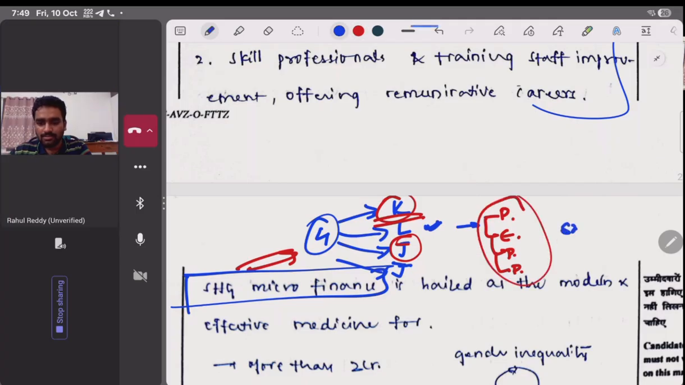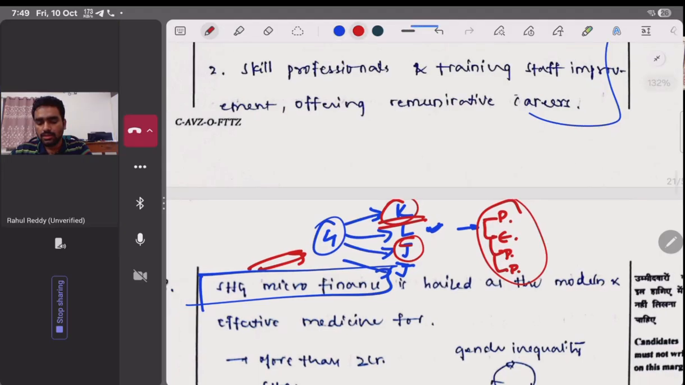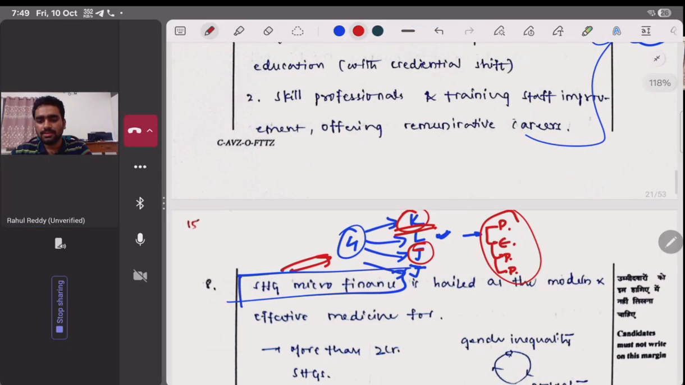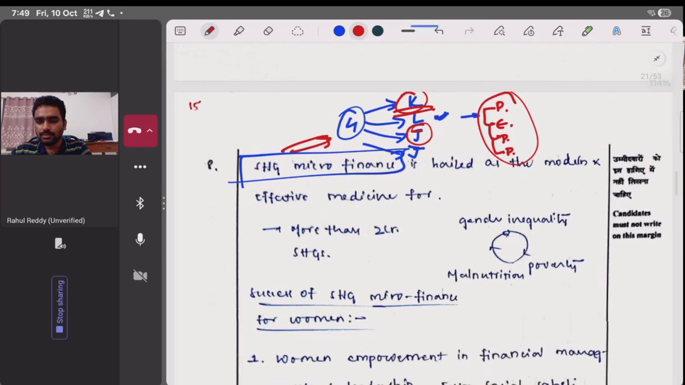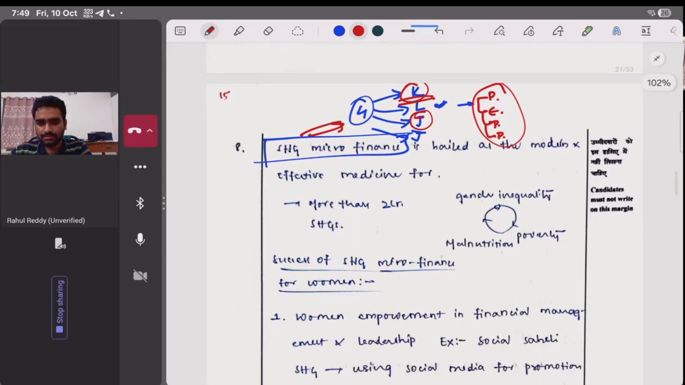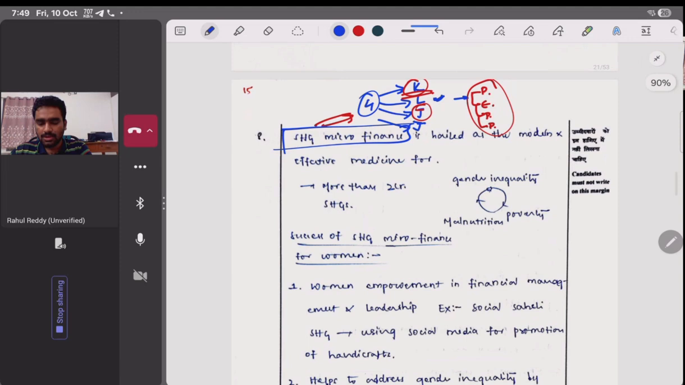That is the goal of self-help group, right? That we have Panchaprans. Regular meeting, regular saving, regular investment, regular account keeping, regular repayment of debt. So these are the Panchaprans that a self-help group has to maintain. So let it be.